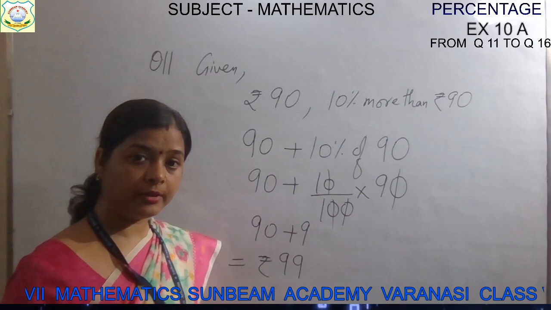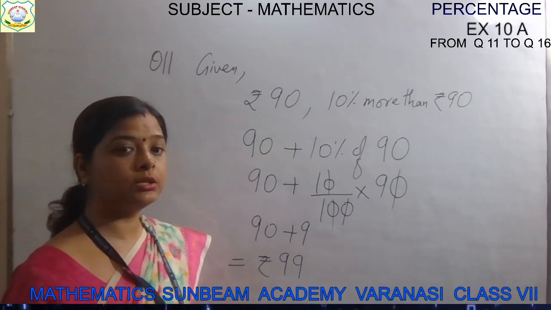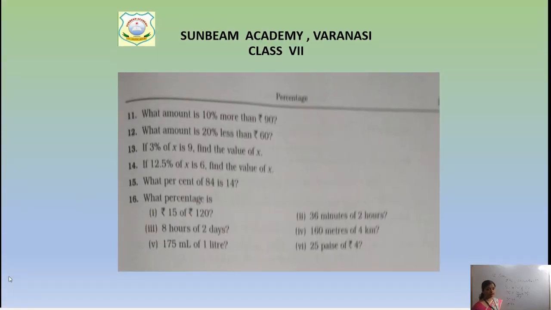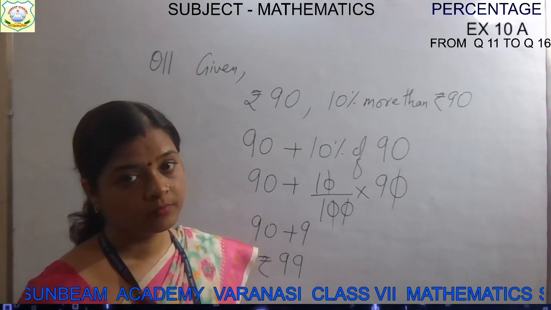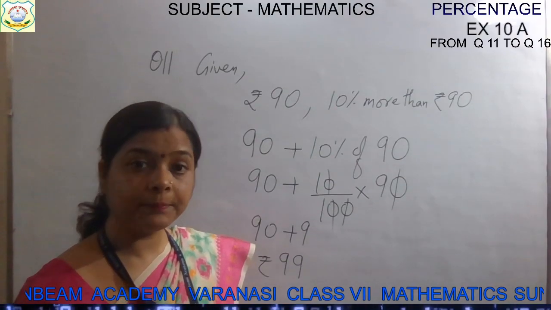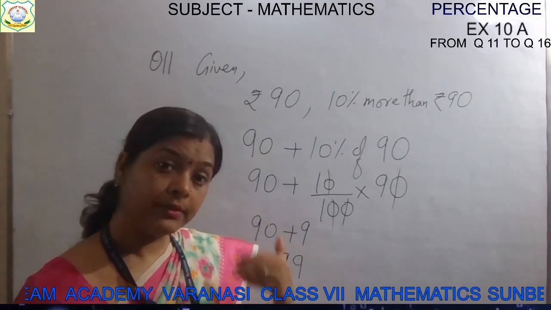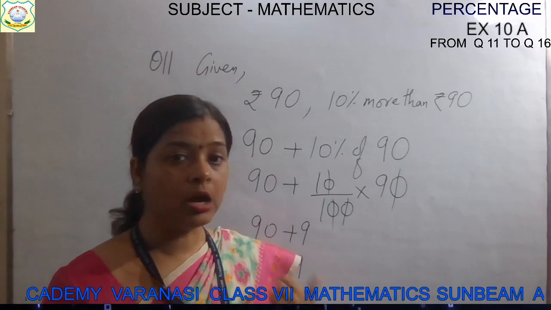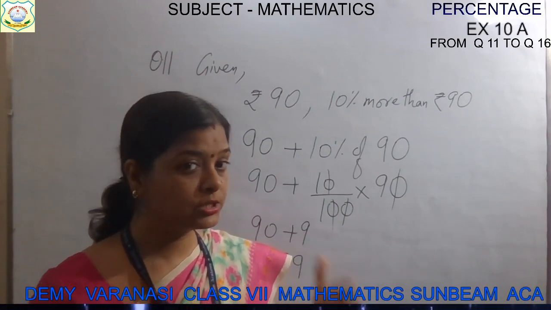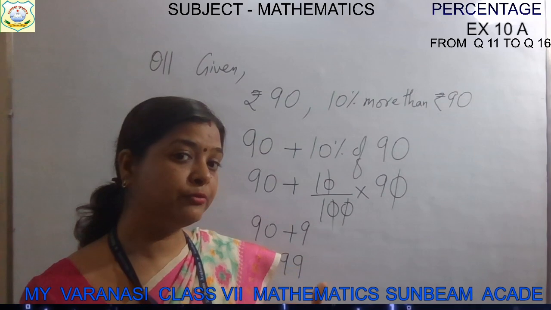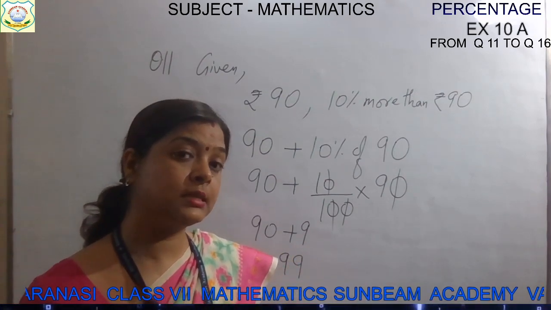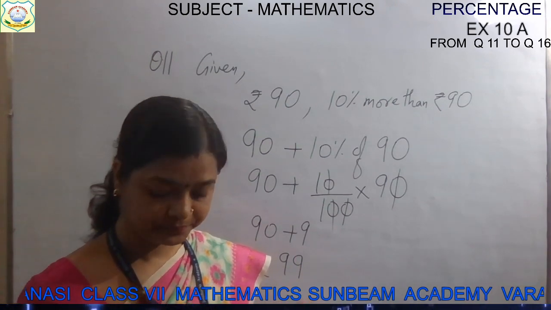Now in the same way, the next question which I have to solve in today's class, that is question number 12. What amount is 20% less than rupees 60? What amount is 20% less, children, less than rupees 60? So how will we find? I am having 60 rupees and I have to find the amount which is 20% less than rupees 60, so how will I find?